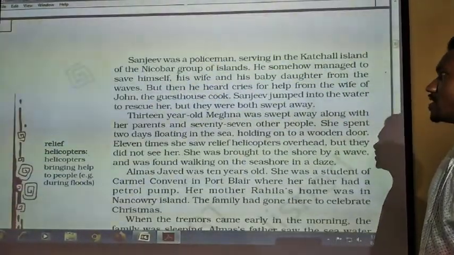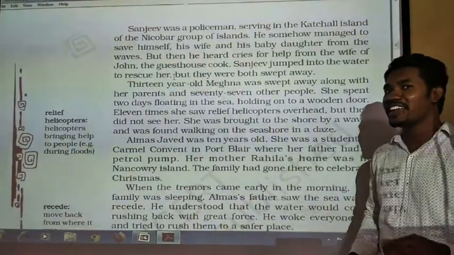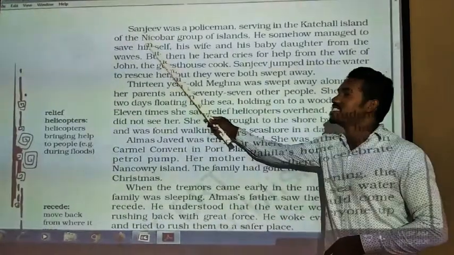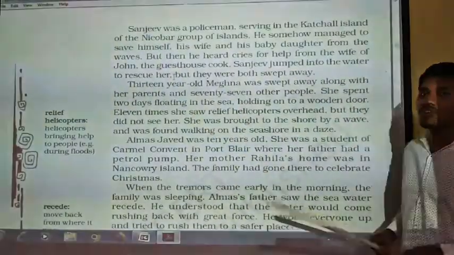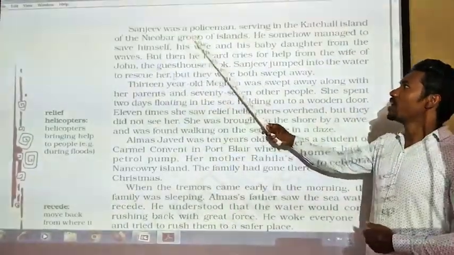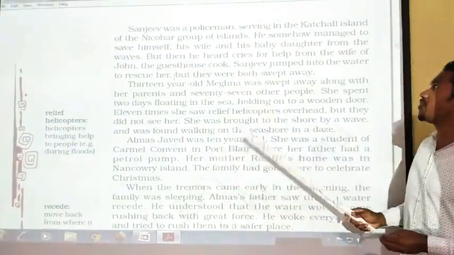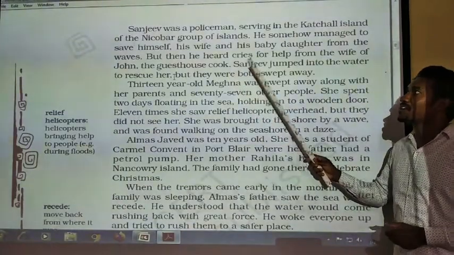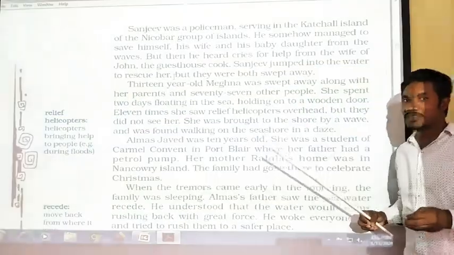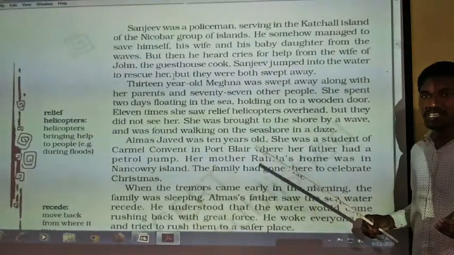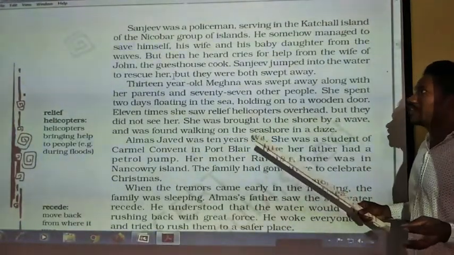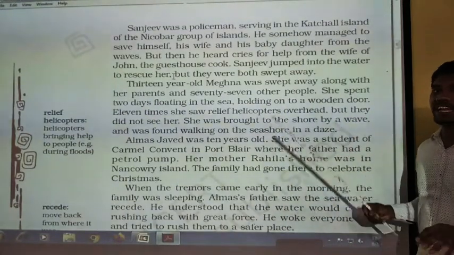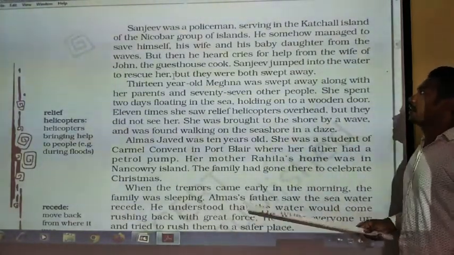Okay. Now let us see next. Here we saw Ignatius' story. Here we are going to see another story. Sanjeev's story we are going to see. And who was Sanjeev here? Sanjeev was a policeman serving in the Kachal Island of the Nicobar group of islands. He was a policeman who was doing his job in the Kachal Island. Okay. And Kachal Island is in the Nicobar group of islands.